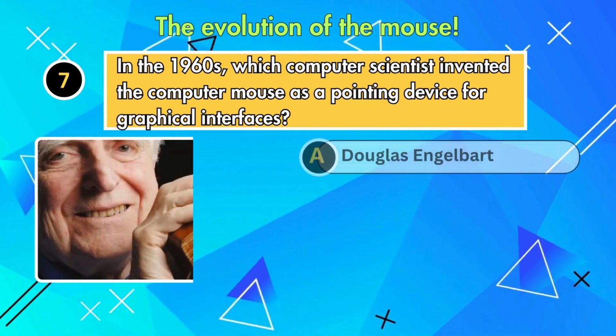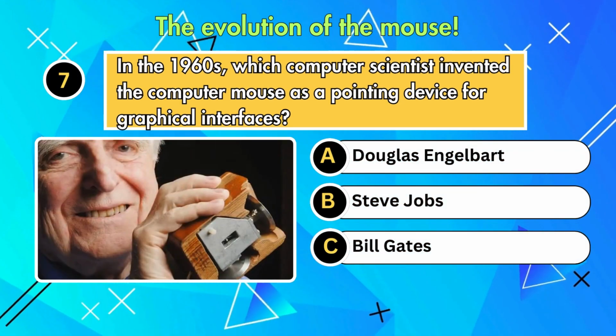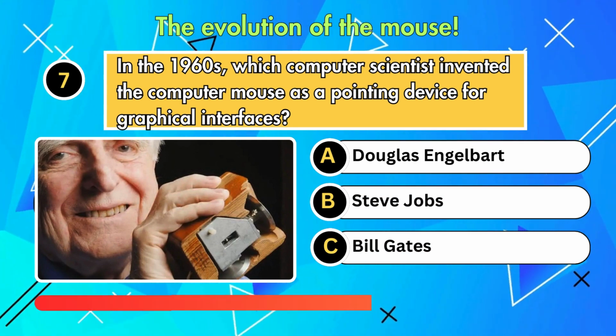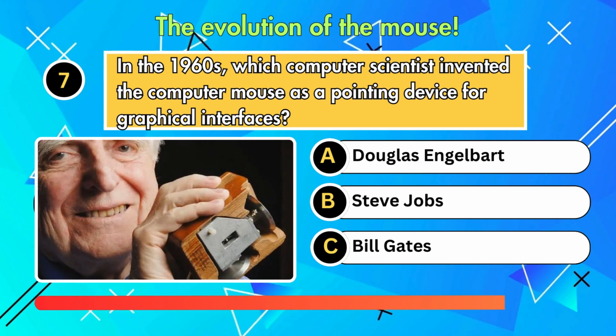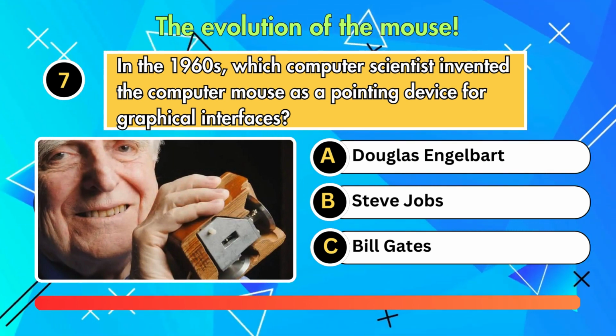In the 1960s, which computer scientist invented the computer mouse as a pointing device for graphical interfaces? Option 1, Douglas Engelbart. Option 2, Steve Jobs. Option 3, Bill Gates.